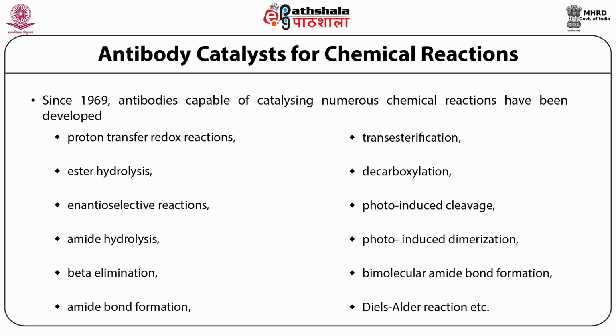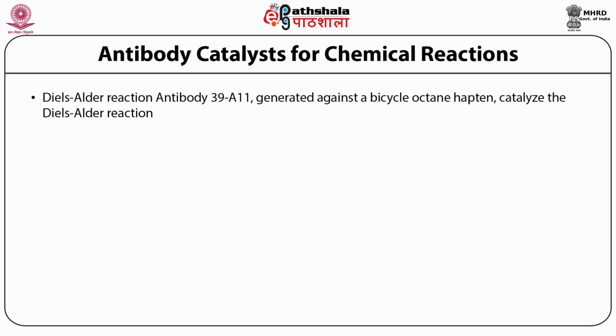Now, in the majority of these examples, we see that a chemical transformation has been occurring and an antibody molecule is bringing about a chemical transformation in a reactant. If we see the Diels-Alder reaction, there is an antibody example. The name of the antibody is 39A11, which was generated against a bicyclo octane hapten. It catalyzes the Diels-Alder reaction. So here in this particular reaction, a diene reacts with a dienophile to produce cyclohexene.